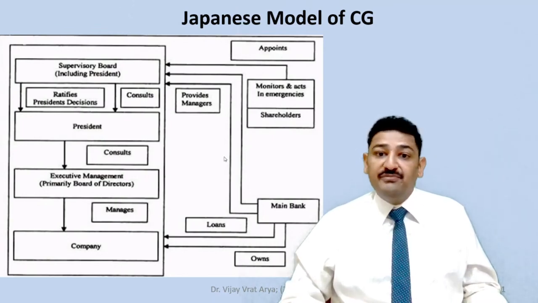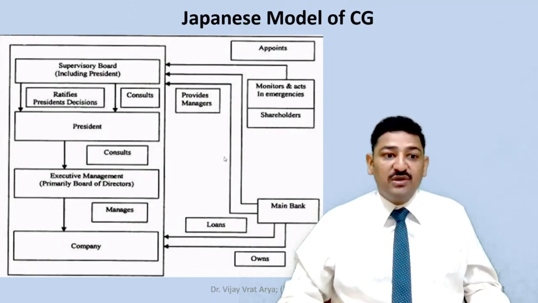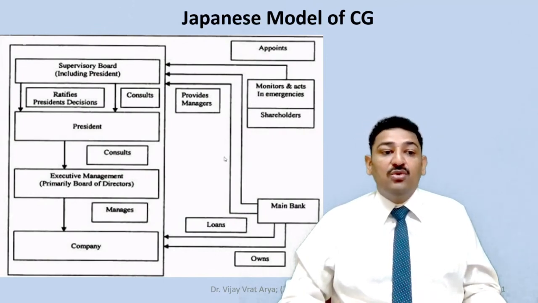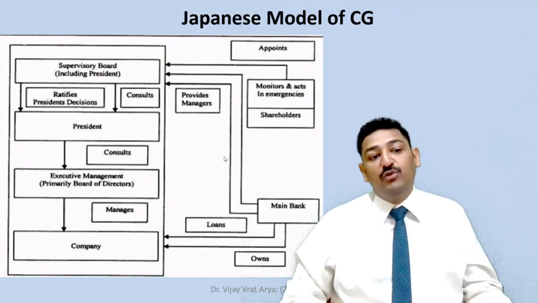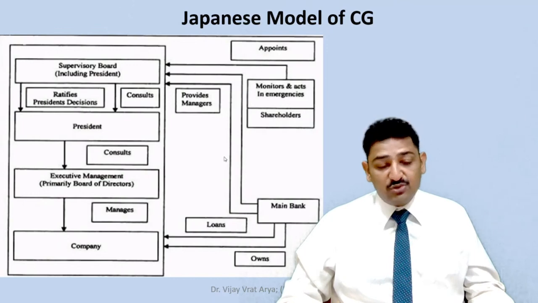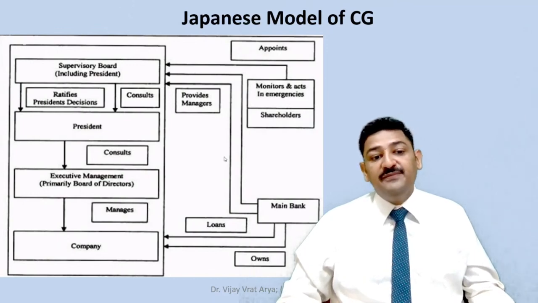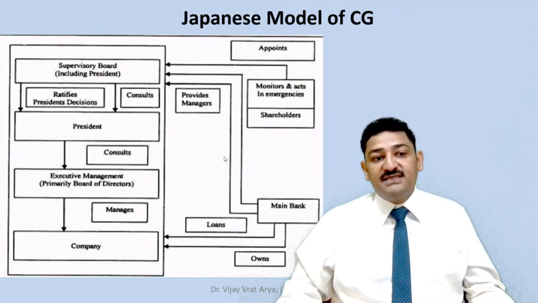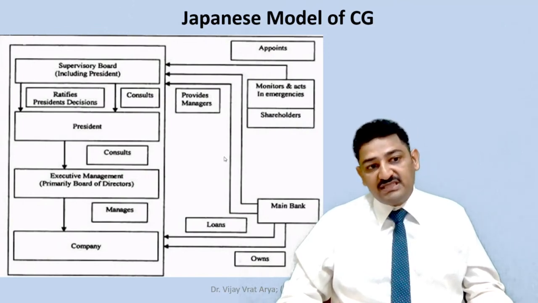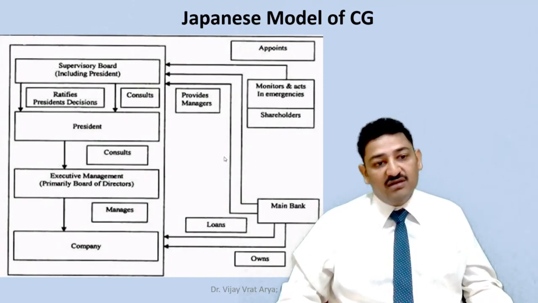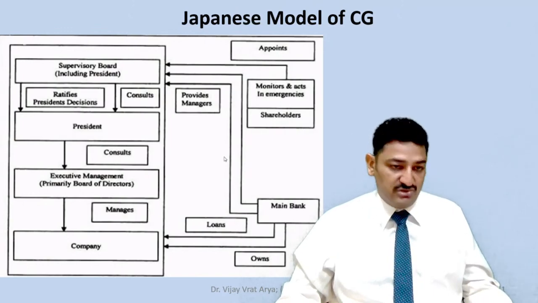And here, the supervisory board subsequently elects or defines the position of the president, who subsequently has another set of board, a kind of executive management, which is known primarily as the board of directors. And in this particular case, they subsequently have the managers who are the actual functionaries of the company. So in that case, the supervisory board consults with the president, or the president consults with the supervisory board, in terms of making specific policies or consultation related to various important issues.